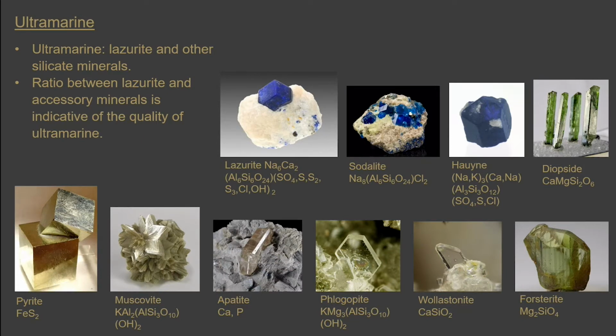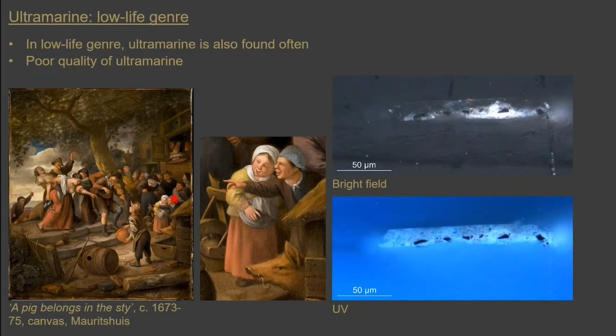The particle size of the lazurite and the ratio between lazurite and accessory minerals is a grade for the quality of the ultramarine. So the higher the content of lazurite, the bluer the pigment is. Because ultramarine was so expensive, it is mostly associated with high life genre painting.